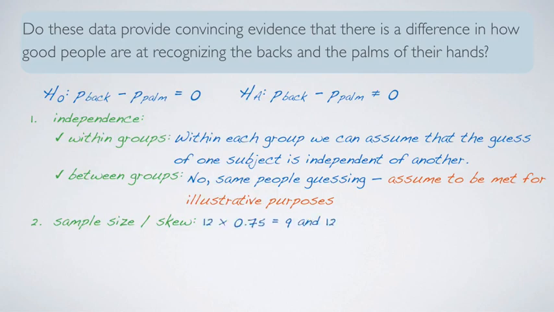Within each group there are 12 guesses, so 75% of them is 9, and the expected number of failures is going to be only 3. Since these are two small numbers, we certainly cannot say that the success-failure condition is met, and therefore we cannot rely on the sampling distribution to be nearly normal or use any methods that assume so. Therefore, in this case, we're going to need to do a simulation test.